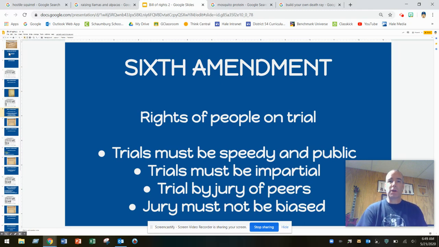It has to be impartial. They can't come in and say, you're guilty. We know it. We're just going to go through this and pretend that we're doing it. They have to be impartial and fair. A jury of peers, meaning people in the public. It can't just be some government official. And the jury can't be biased against you. So it's like if you get in a fight with someone and they put you on trial for it, they can't put that person's family on the jury because they would obviously be biased against you. So that protects people against those things.